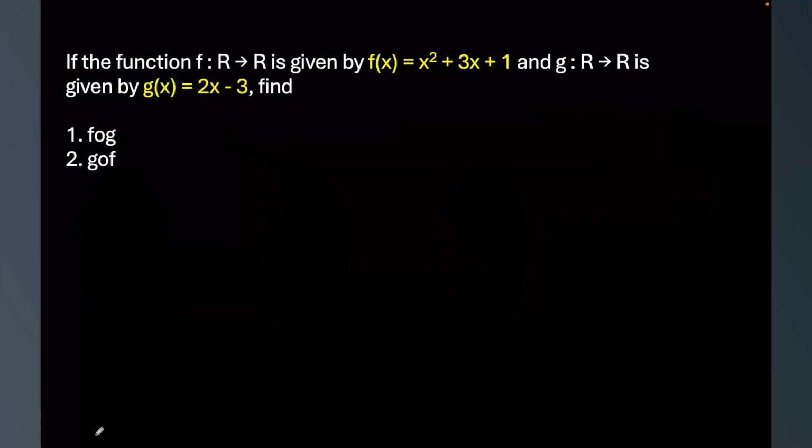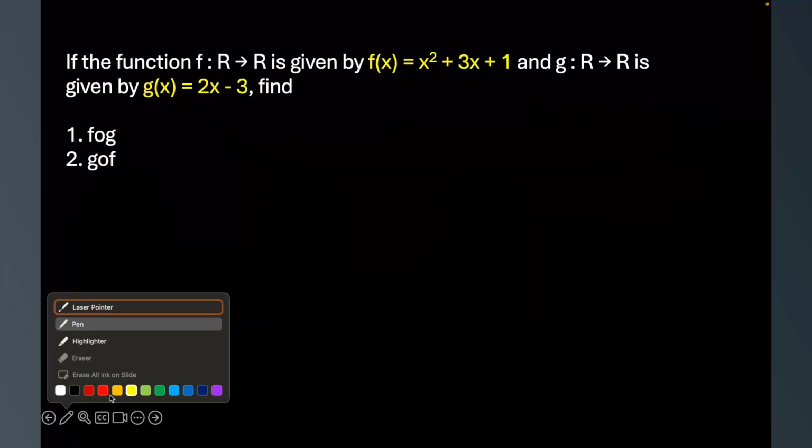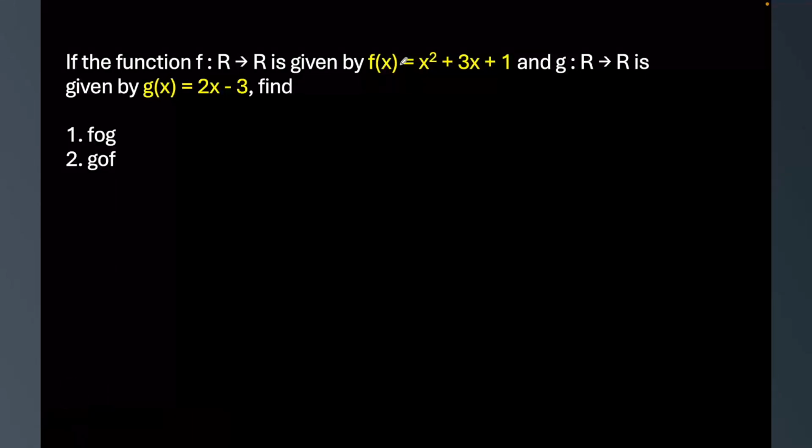Okay, let's look at a quick example. Very simple, no restrictions. You can see in the question, f of x is x squared plus 3x plus 1, and g of x is 2x minus 3. We just have to find f of g and g of f, two composite functions. Let's get started with the first case.